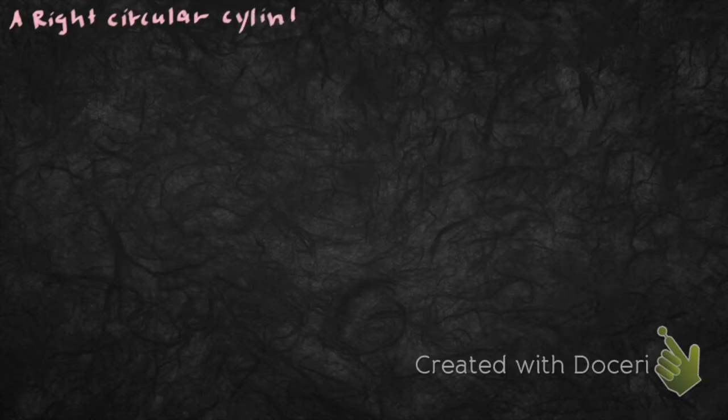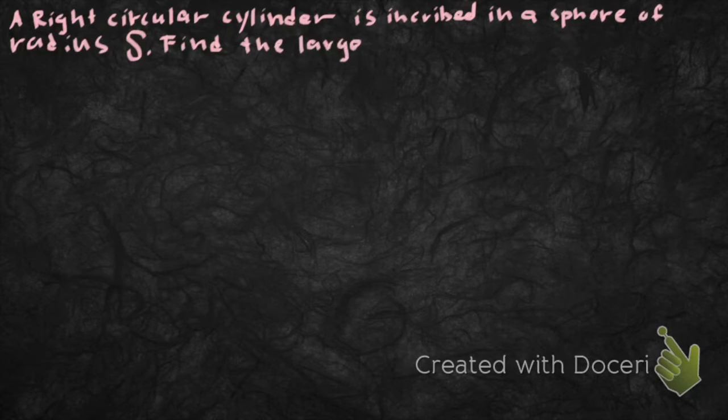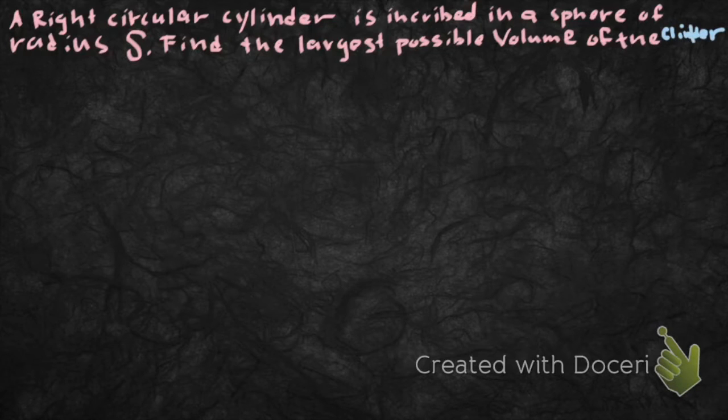Okay, so you've seen the previous two examples on optimization, so you're pretty familiar with the game plan. This example focuses on difficulty. What are we trying to do? A right circular cylinder is inscribed, let me speed this up a little bit, in a sphere of radius s. We want to find the largest possible volume of that cylinder.